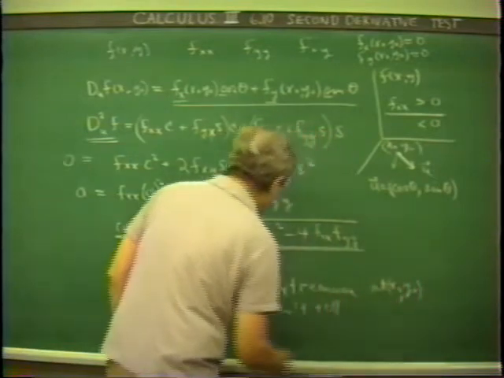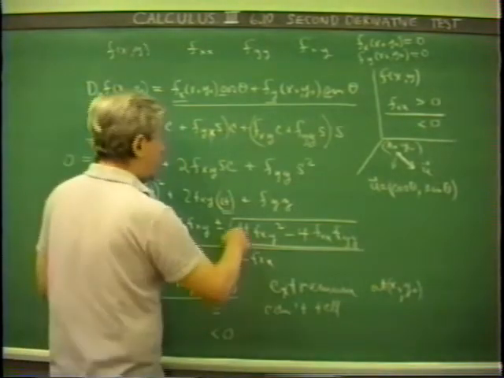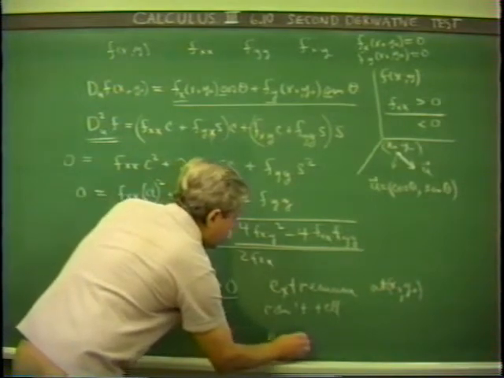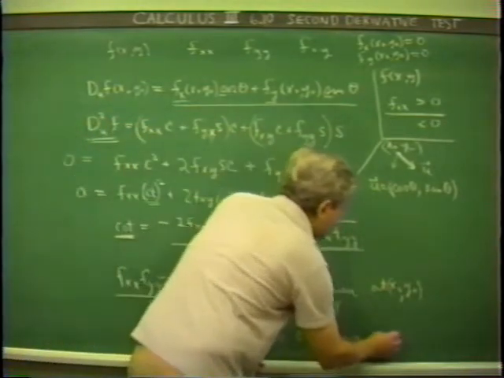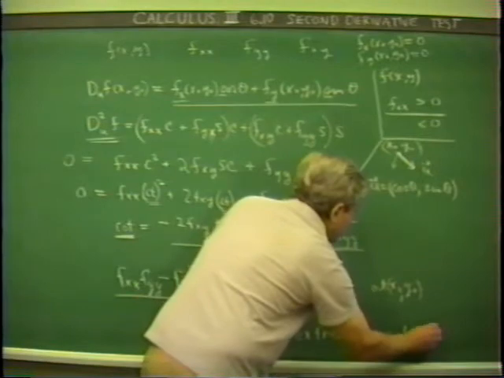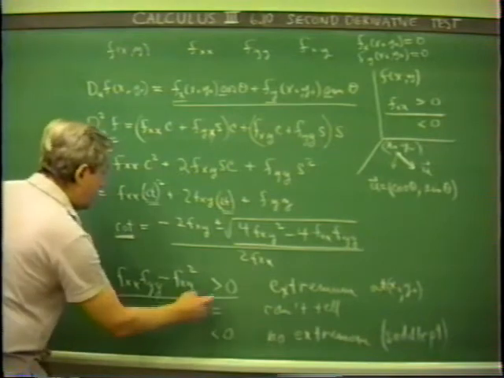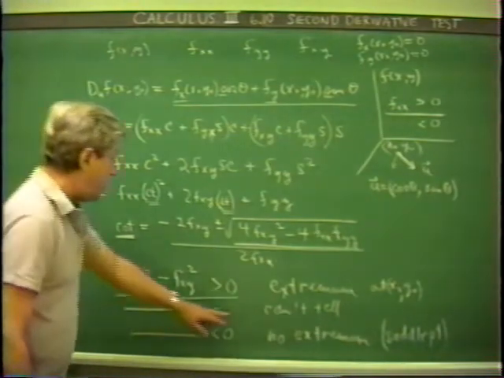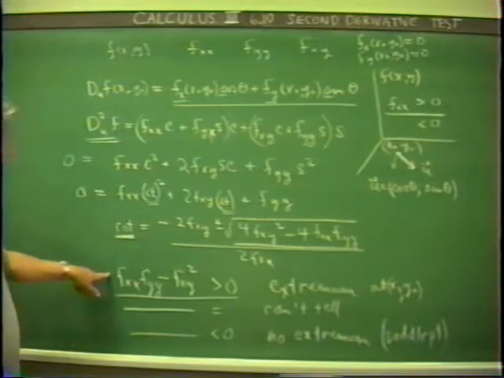If this quantity right here at the point x naught, y naught is equal to 0, you can't tell. If it's less than 0, though, then the directional derivative is going to be able to change signs here, and you will not have an extremum. The point that you do have is sometimes called a saddle point. So if this is greater than 0, then you've got an extremum. If it's equal to 0, you can't tell. If it's less than 0, you don't.